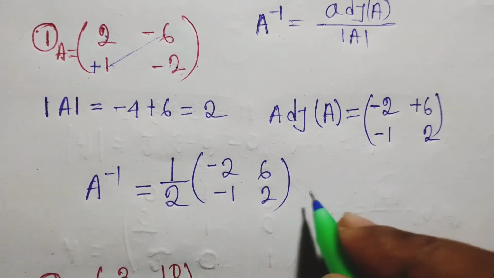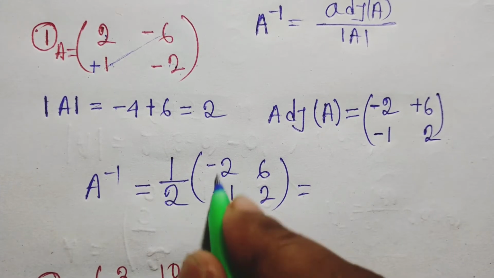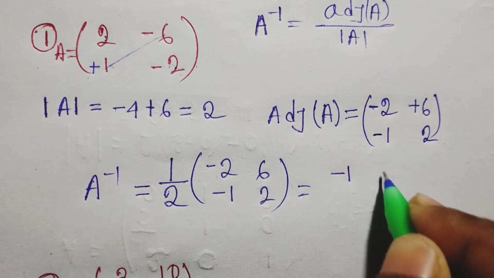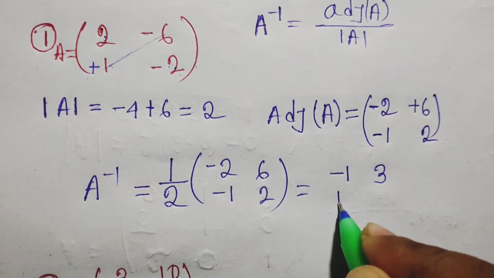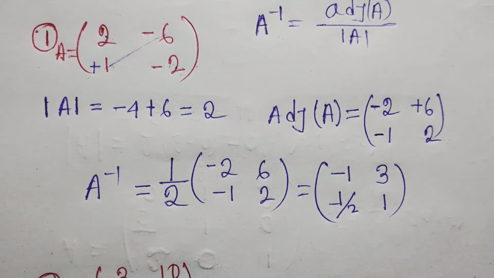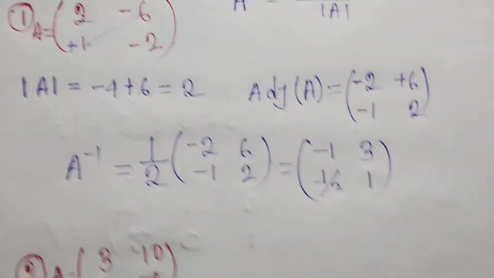Here the determinant is 2, so 1 by 2. So now divide all elements of the matrix by 2. Then it's minus 1, 3, minus 1 by 2 and here 1. This is our final answer. Understood everyone? Now try to solve another question.